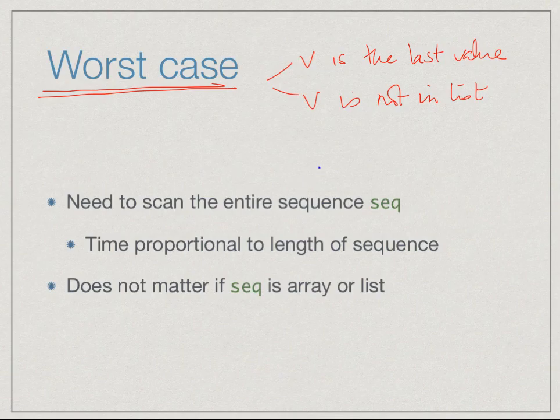It does not matter if the sequence is an array or a list. Whether it's an array or a list, we have to systematically go through every value. The organization of the information doesn't matter. What matters is the fact that there is no additional structure to the information. The information is not sorted in any way. At no point can we give up and say that since we have not seen it so far, we are not going to see it later.